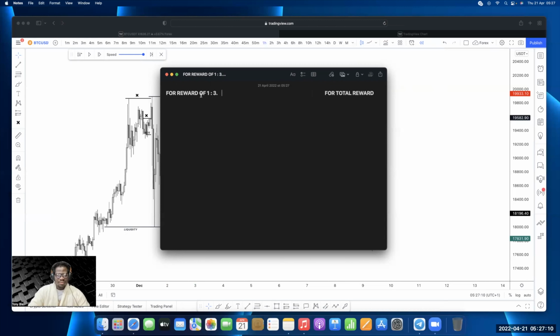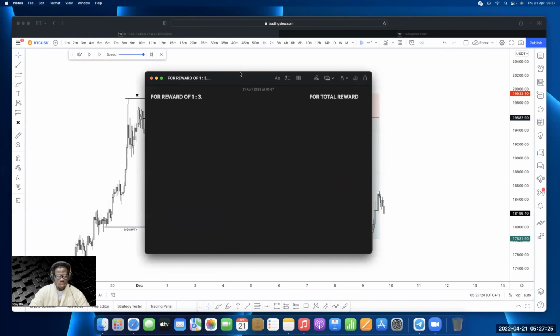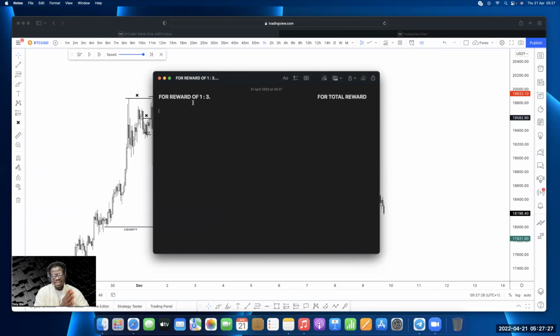And then at the end, we're going to do a few calculations. All right, so the first one gave a risk reward of 1 to 5. So for a reward of 1 to 3, we had this as 1 to 3. Let's say we are risking 3%. Let's do it that way. So we are up plus 3% on the first trade.